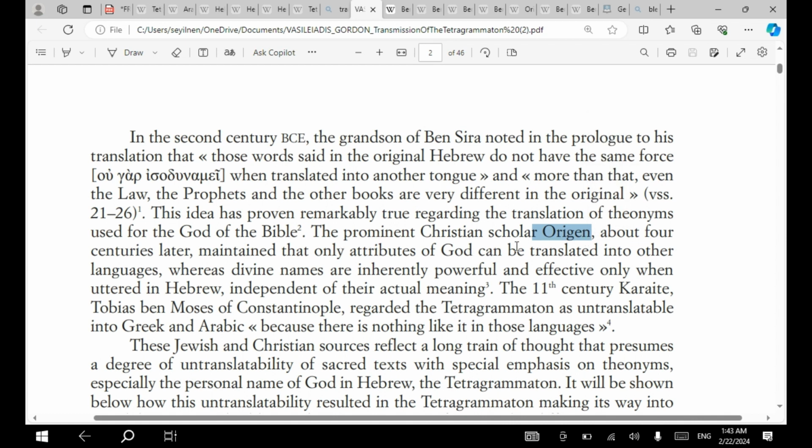The prominent Christian scholar, Hexapla, about 4 centuries later, that is around 300 BCE, when Christianity is trying to stand on its feet. Yeah, you remember Constantine, 380, we approve Sunday as the holiday. 300 BC, that was when Christianity is trying to stand on its feet, right? And this Origen was there.